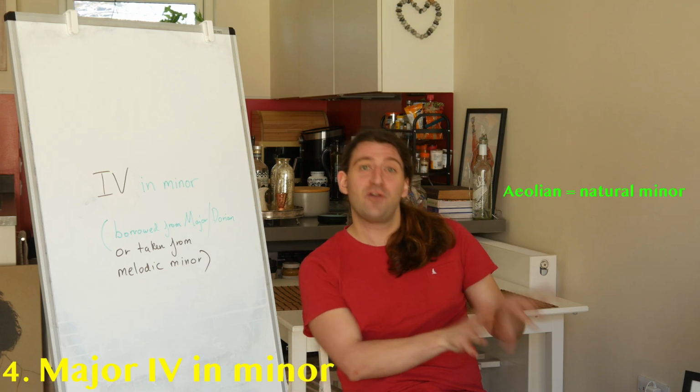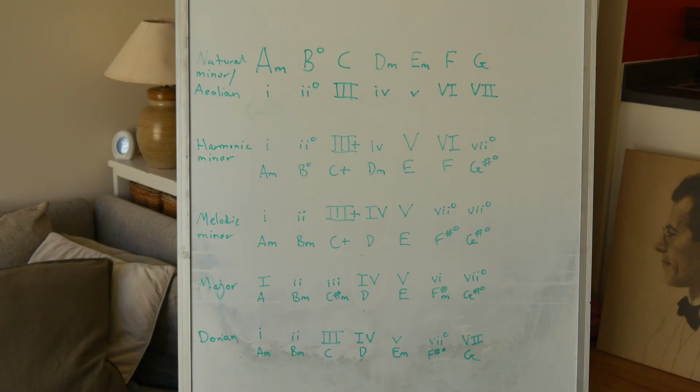So far our examples have been in major, and we've been borrowing from the Aeolian mode or the natural minor. We can of course also borrow from other modes, and here you could say that we're either borrowing from major or Dorian, or simply using the melodic minor scale.